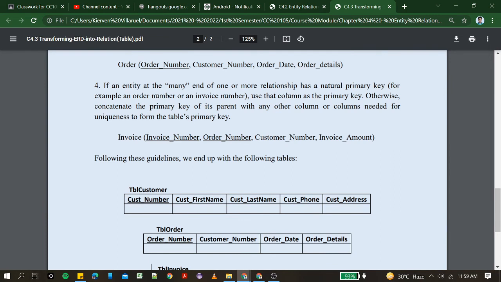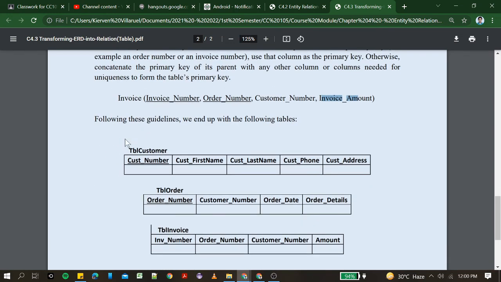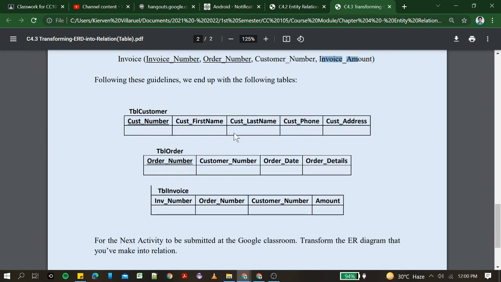Para ma-identify uniquely yung mga records na nandun sa table na yun. Okay? So, atin yung invoice table na mayroong invoice number as the primary key. Then, we also have the order number, then the customer number, and the invoice amount as the attributes. So, following these guidelines, we end up with the following tables. So, ito siya. So, we have here the table customer. Ito, customer number, primary key. Ito yung mga fields niya.